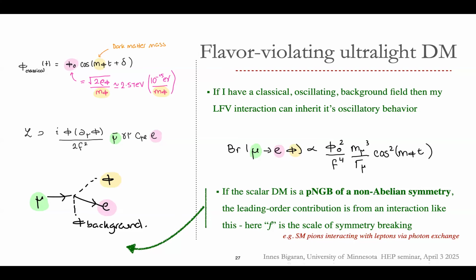Excellent. So I have a classically oscillating background field, and my flavor violating interaction inherits that oscillating background behavior. So now it has a period related to the dark matter mass. So I can measure the rate over a large period of time, and I could also measure the rate as it changes over time, and I could get information about the mass as well as the interaction strengths, which is interesting if we were to see it.